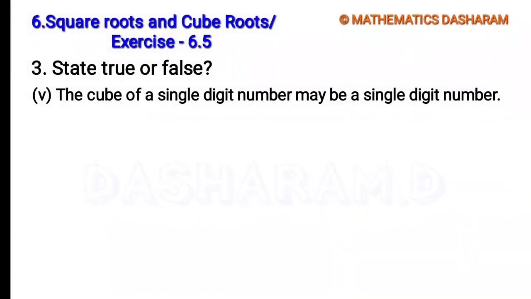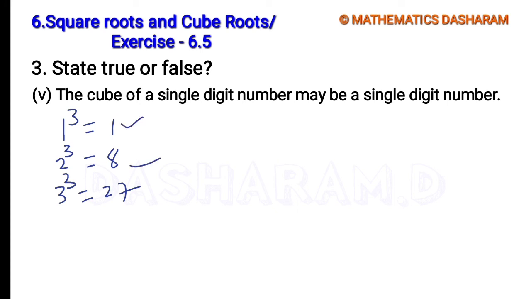Next, fifth question, the cube of a single digit number may be a single digit number. Let's take the single digit number 1. So 1 cube is how much? 1. One more single digit number, 2. Its cube is how much? 8. One more single digit number, 3. Its cube is how much? 27. See what happened here? In the first two cases single digit, but in the next case we got two digits.